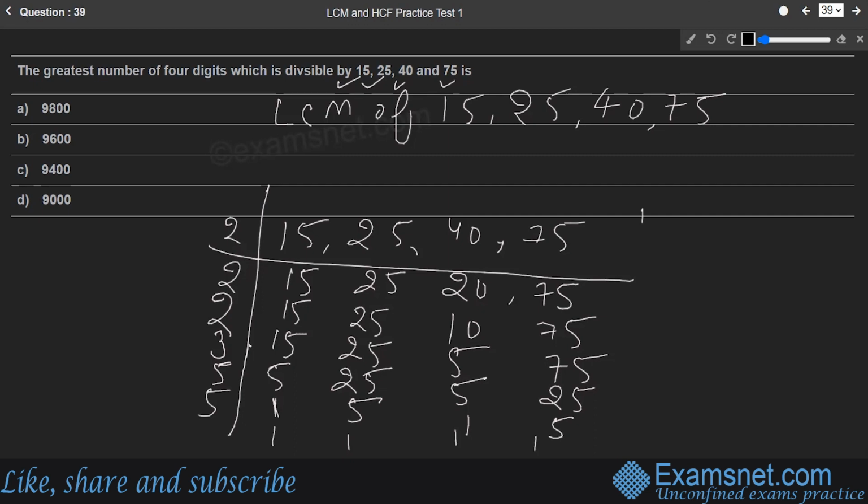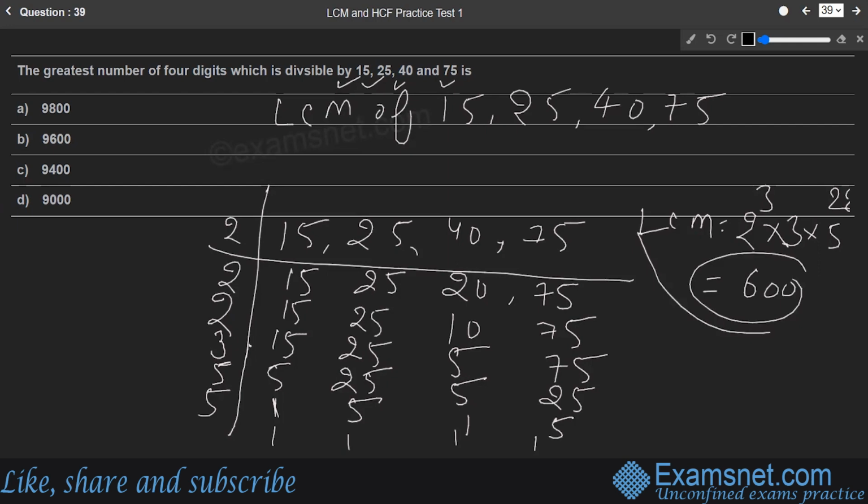So the LCM of these numbers is coming out to be simply 2 to the power 3 multiplied by 3 multiplied by 5 square. If I take the product of these numbers, this is going to be 8 times 3, 24, into 25. That is nothing but 600. So clearly, the LCM of all these numbers is 600.